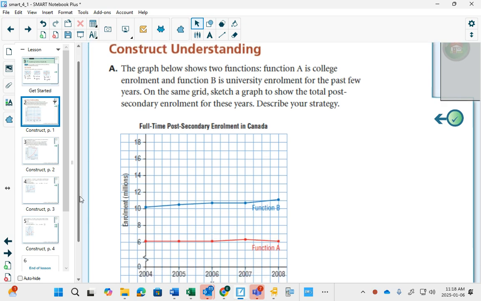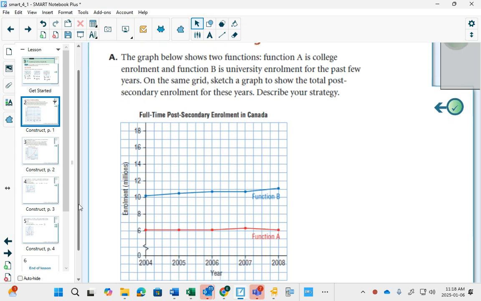So we could read this graph and say, well, in 2004, there was just over 6 million people enrolled in colleges across Canada. Does it say where? Could be the whole, no, it is Canada across, yep. And just over 10 million in universities. So in 2004, if we wanted to find the total number of people enrolled in secondary education, we would have to add those numbers together. So this is the idea of adding graphs.